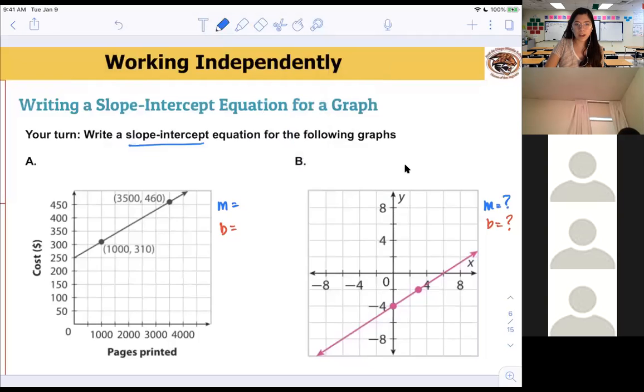All right, so for letter A, I could do rise over run, but for now I'm going to do the equation because I know most of you like the equation better.